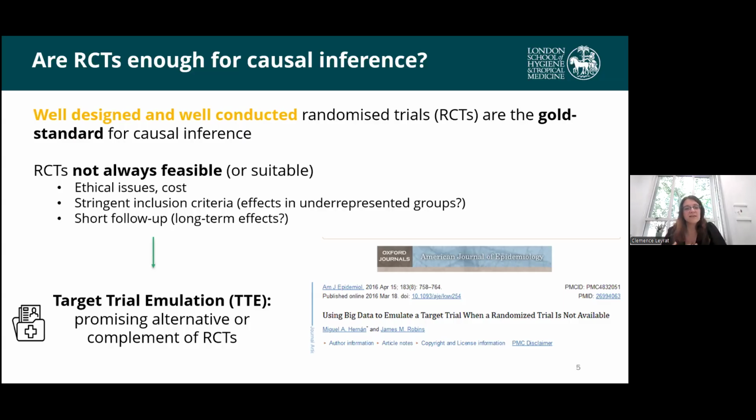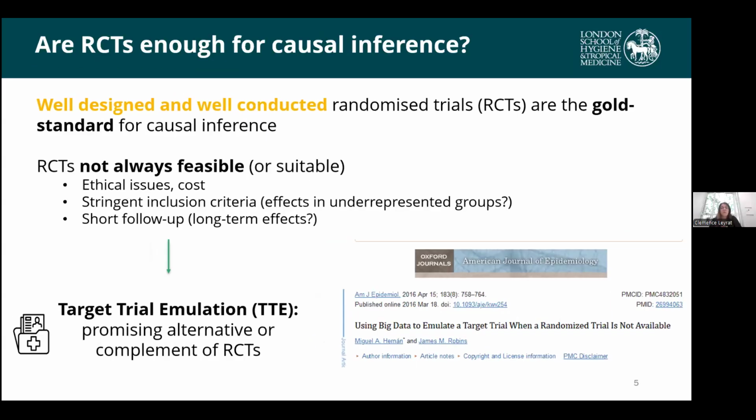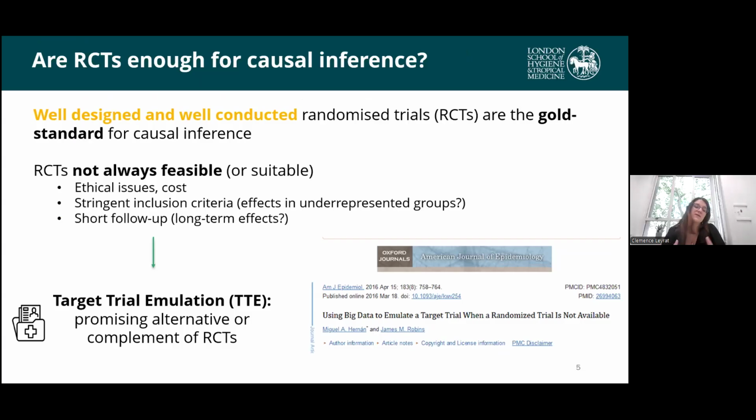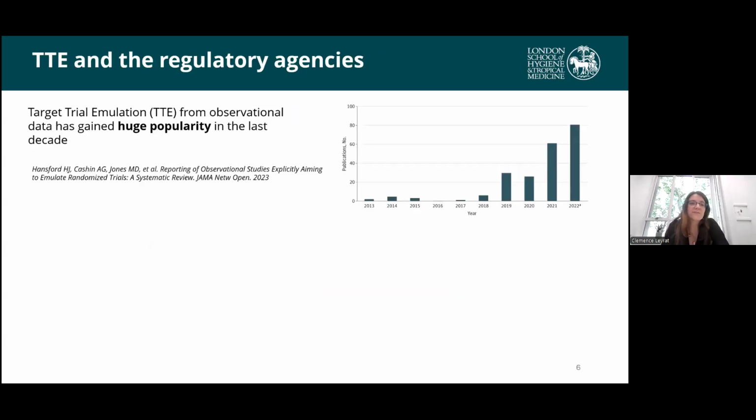It's in this context that target trial emulation has been proposed as a way to complement the results of trials, and not really to replace trials. It's not at all what we are proposing, but really to complement the results. Miguel Hernan and colleagues presented this framework in a paper in 2016, even though the idea was not new, but the formalization is quite recent. This is a graph from a recent systematic review looking at the use of target trial emulation, and we see that it's increasing, and it stops in 2022. Now the number will be much higher.